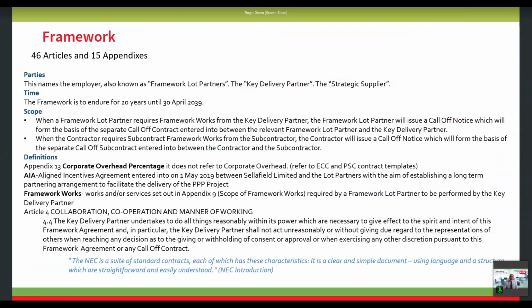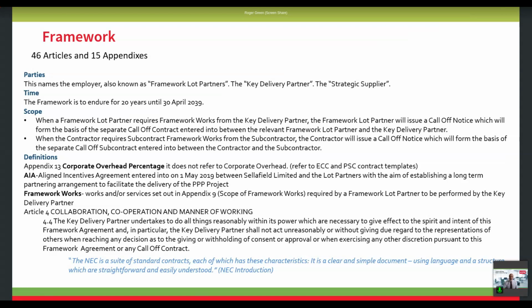So just to go back from the top now, explaining each one of those elements, starting at the framework. I'm not going to go into particular details, I'm only going to highlight the parts of this that I think you would need to understand. The framework, and again, there's two frameworks here. There's a framework which is for the lot partners and the KDPs, and then there's a framework which is the subcontract, so it's the contractors to the subcontractors.